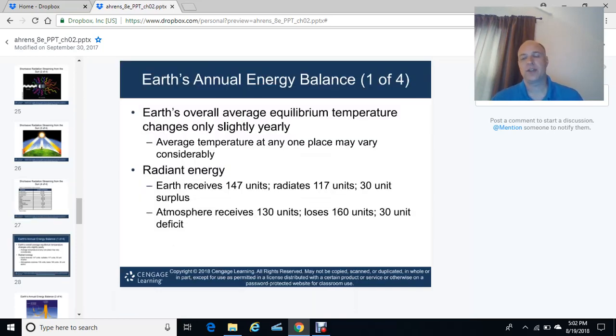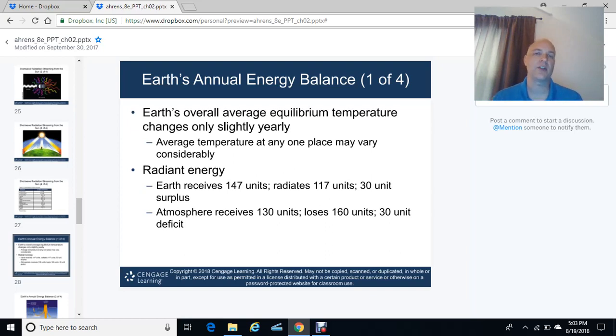So, the Earth's average temperature is 15 degrees Celsius or 59 degrees Fahrenheit. If I were to take a sample of the Earth's average temperature, just like our body temperature, our average body temperature is 98.6 degrees Fahrenheit. The Earth's average temperature is 59 degrees Fahrenheit or 15 degrees Celsius. And this exists because energy coming in from the sun equals energy being released by the Earth year-round.